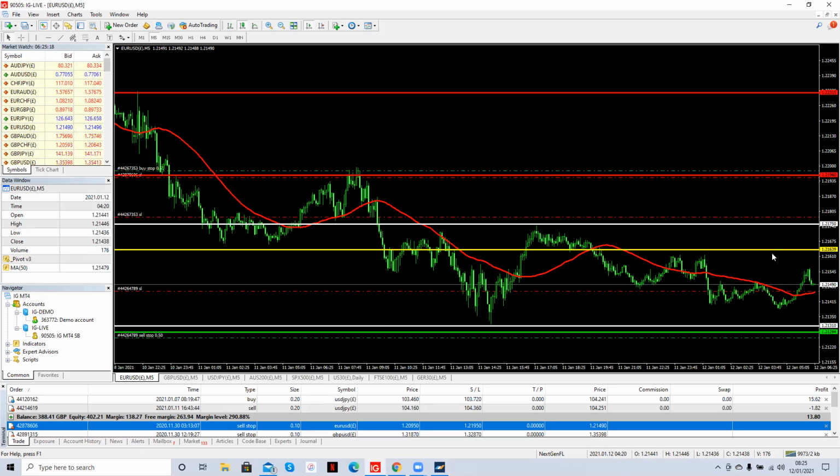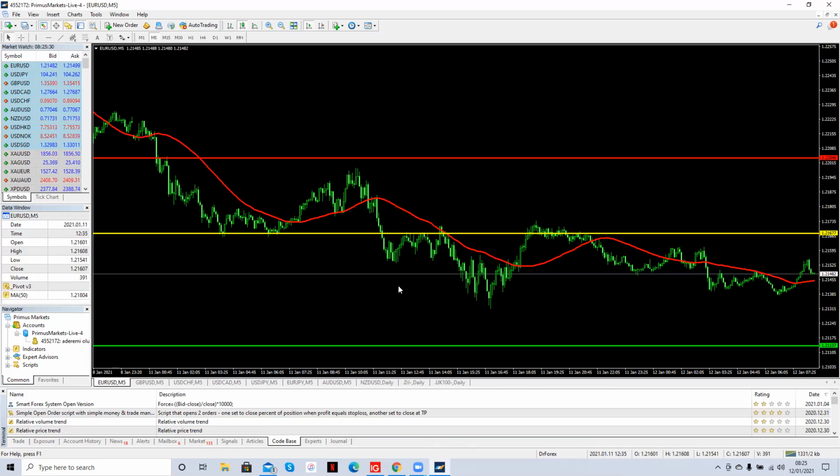Oh, actually, this is a good example. You can see here on my IG platform, the pivot point is 1.21639. Can you see that? Yes, yes. 1.21639. But if you go to my IG FX Primer, it's 1.2167. Completely different.